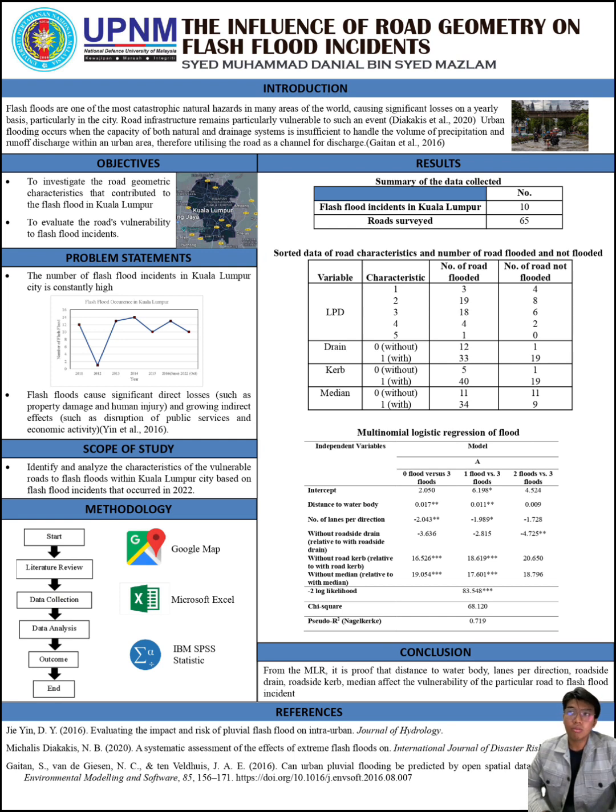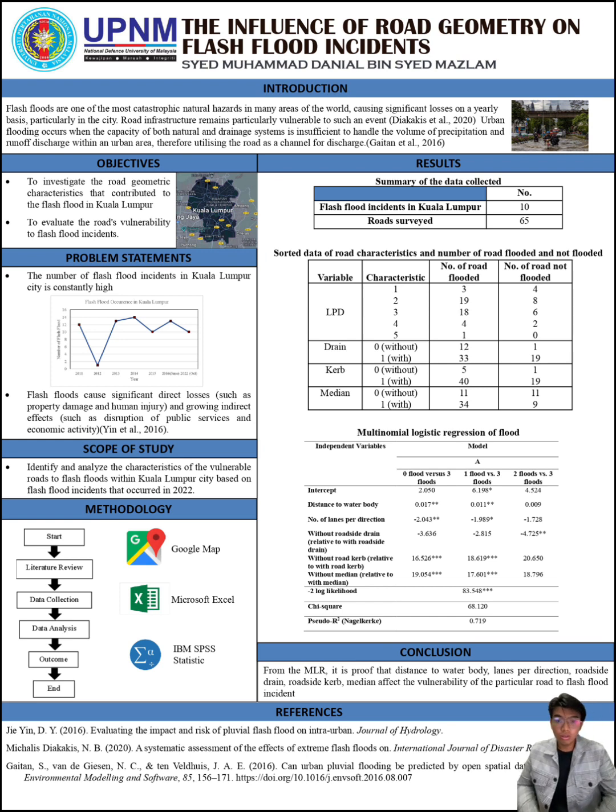As for the number of lanes per direction, the negative coefficient for the 3 groups indicates that with a high number of lanes per direction, 3 flats are more likely to happen when compared to 0, 1 and 2 flats. The multinomial logistic regression result shows that with the absence of roadside drain, the road is prone to 3 flats compared to 0, 1 and 2 flats. This is proved by the negative coefficients of all 3 comparisons, which are negative 3.636, negative 2.815 and negative 4.725 respectively. And last but not least, the coefficients of road curb and median are both positive. Thus it shows that without road curb and median, the compared groups, which are 0, 1 and 2 flats, are more likely to happen when compared to 3 flats.